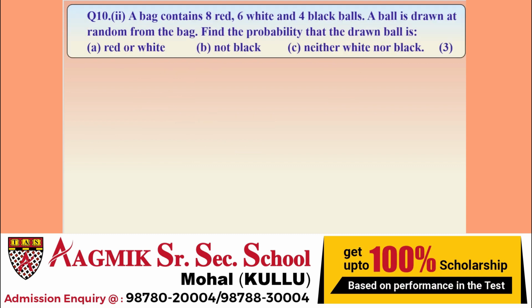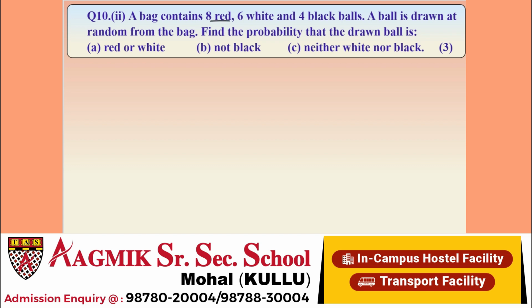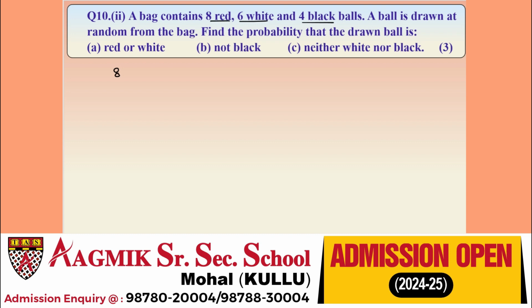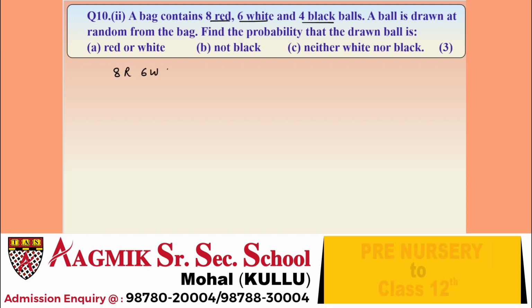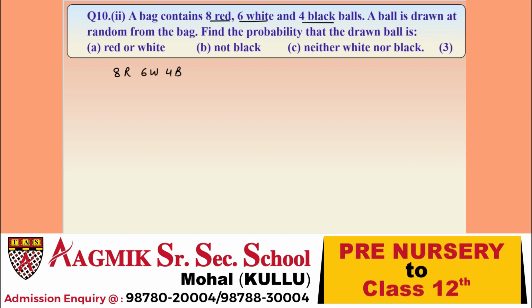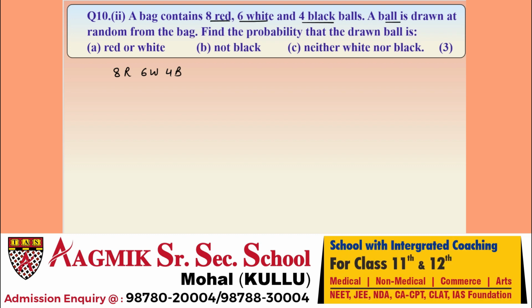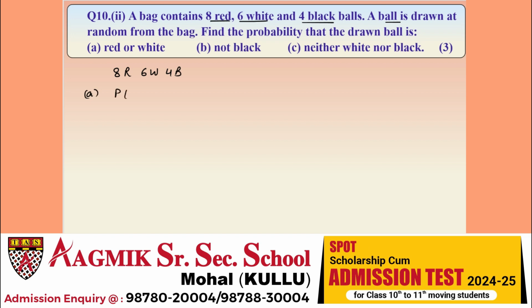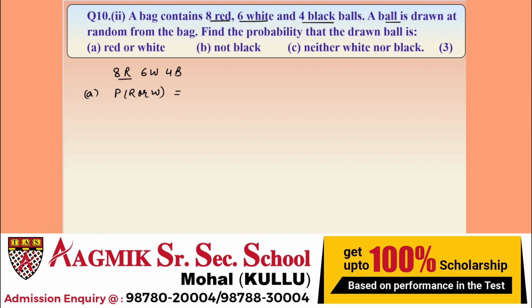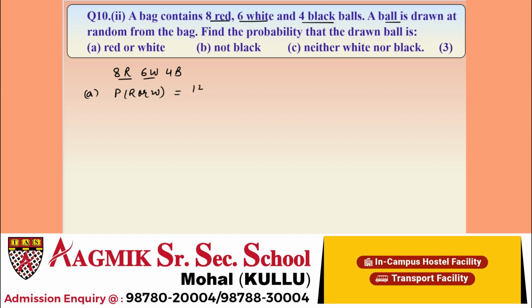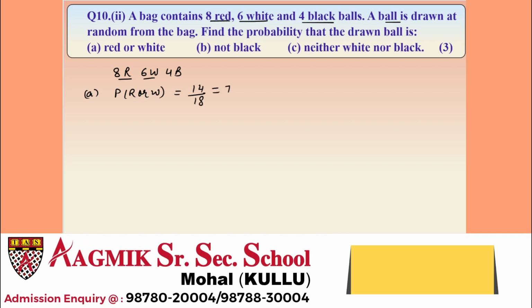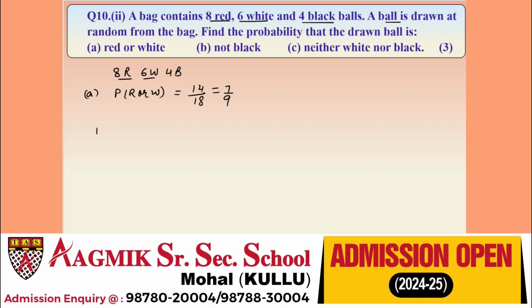Moving on, question number 10, part 2. A bag contains 8 red, 6 white and 4 black balls. A ball is drawn at random from the bag. Find the probability that the ball is, let us take part A, red or white. So how many balls are red or white? In totality 14, and total balls are how many? 18. So cancel out 2. So that means 7 over 9 is the probability.